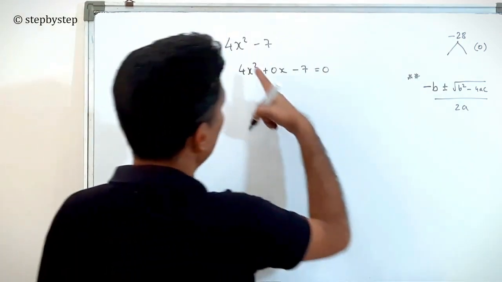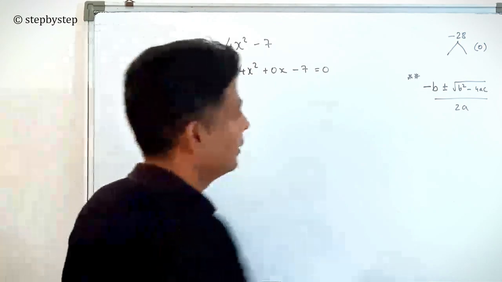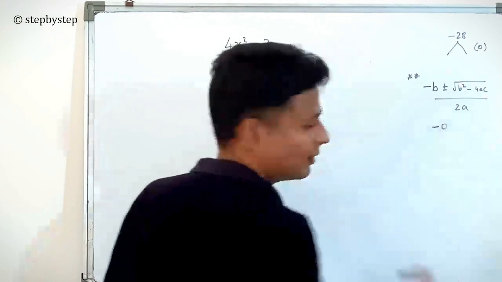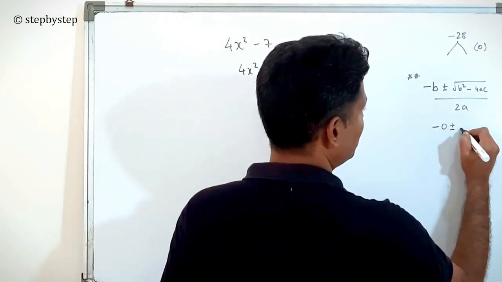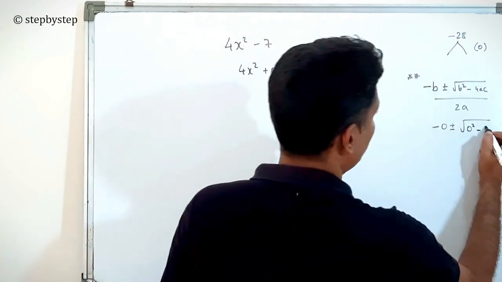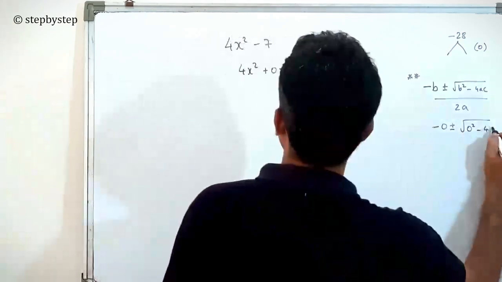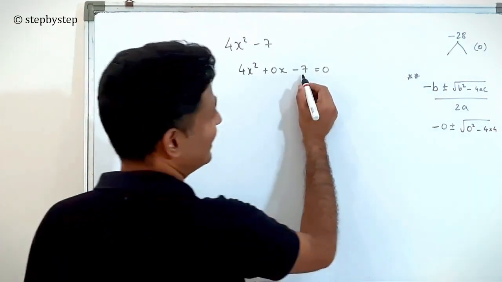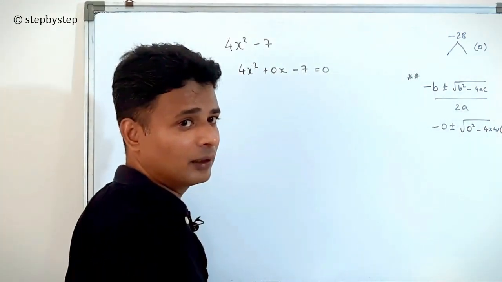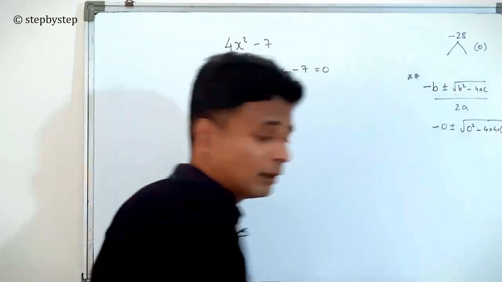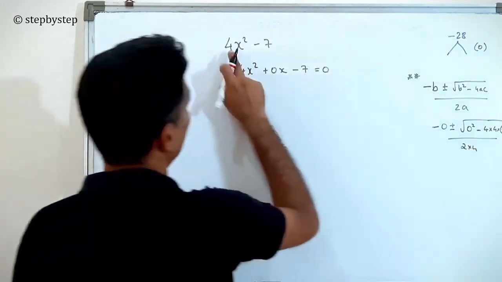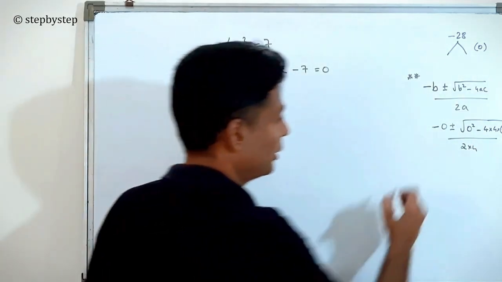So you will use this to find the zeros of this equation. So minus b, what is b? 0. So minus 0, minus 0, plus or minus root of b square, again 0 square. Why? Because b is 0. Minus 4a, a is 4 in this, and c. c is minus 7. Don't forget to take the negative sign. By 2a, that is 2 into 4, because what is with x square? 4.